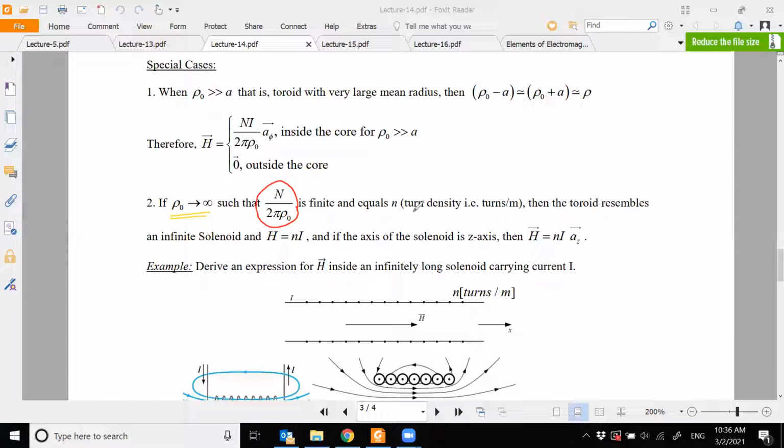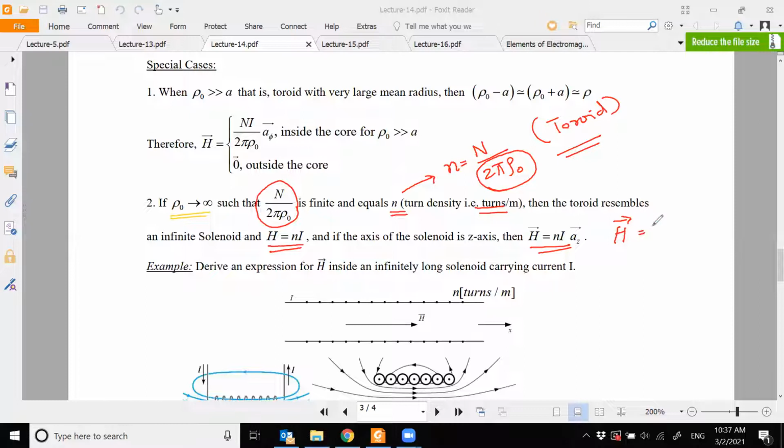And this term is called the turn density. So n is equal to capital N over 2 pi rho 0. This is called turn density in the case of a toroid. That is the number of turns divided by 2 pi rho 0, which is nothing but the circumference of your toroid, or the length of your toroid. Therefore, H will become this: replaced with small n, and current I as it is. And now this is your magnetic field.